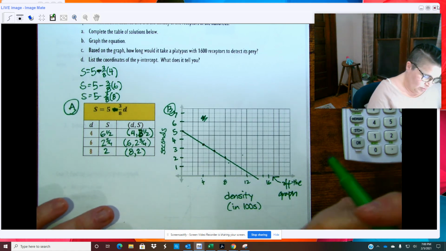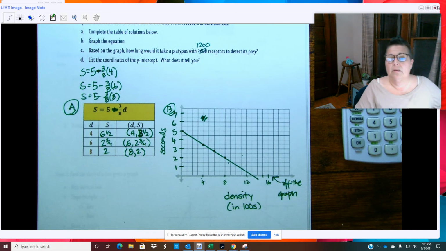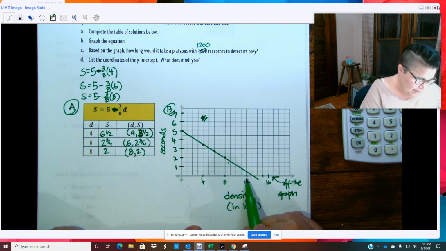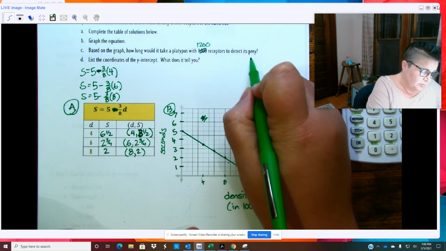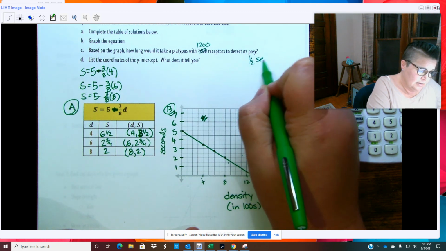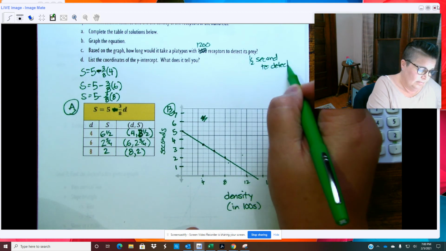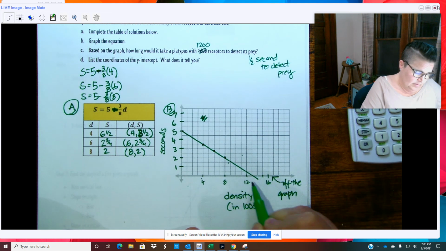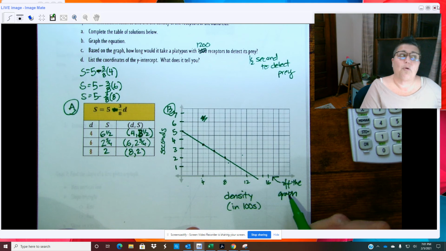This would be a better question if they asked about 1,200 receptors, because 1,200 receptors seems to be a possibility, and it's going through 1/2. So if we had said 1,200 receptors, we would have said 1/2 second to detect their prey, because that's 12 and 1/2. If we leave that at 1,600, it doesn't make sense, because that's off the charts and probably means that they can't have that many receptors.